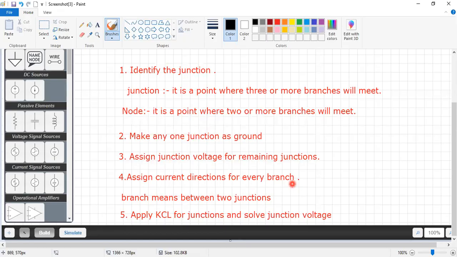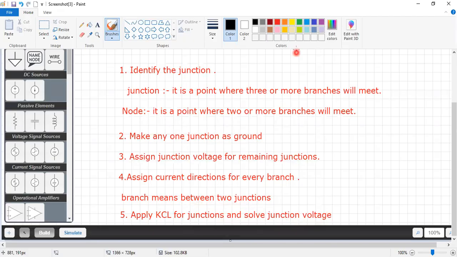And what is the meaning of a branch? It is between two junctions. For every two junctions, we have one branch. Then apply KCL for the junctions and solve for the junction voltages. Once the junction voltages come, I can find the branch currents. That is the main purpose of this method.